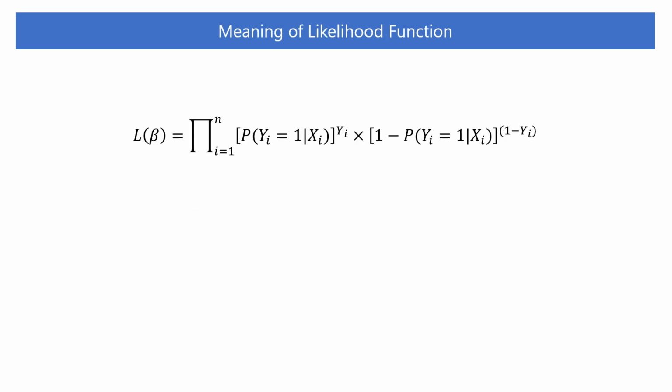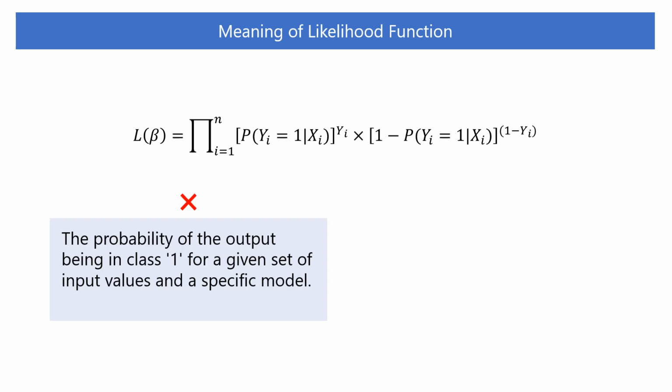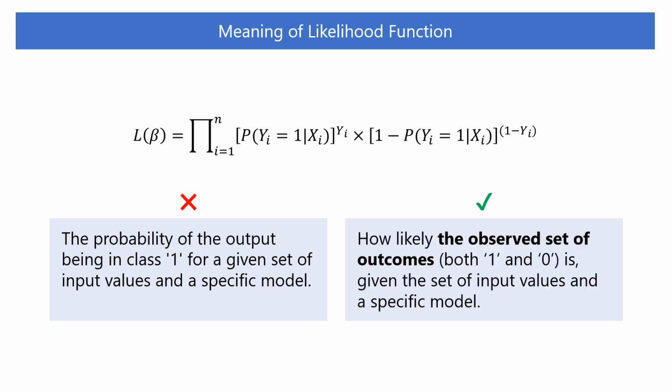Let's understand the likelihood function in more detail. First, what does it exactly mean? The likelihood function in the context of logistic regression doesn't exactly quantify the probability of the output being in class 1 for a given set of input values. Rather, it quantifies how likely the observed set of outcomes is, given a set of input values and a specific model defined by a set of parameters. In binary classification, the likelihood function quantifies the probability of outcomes considering both class 1 and class 0.